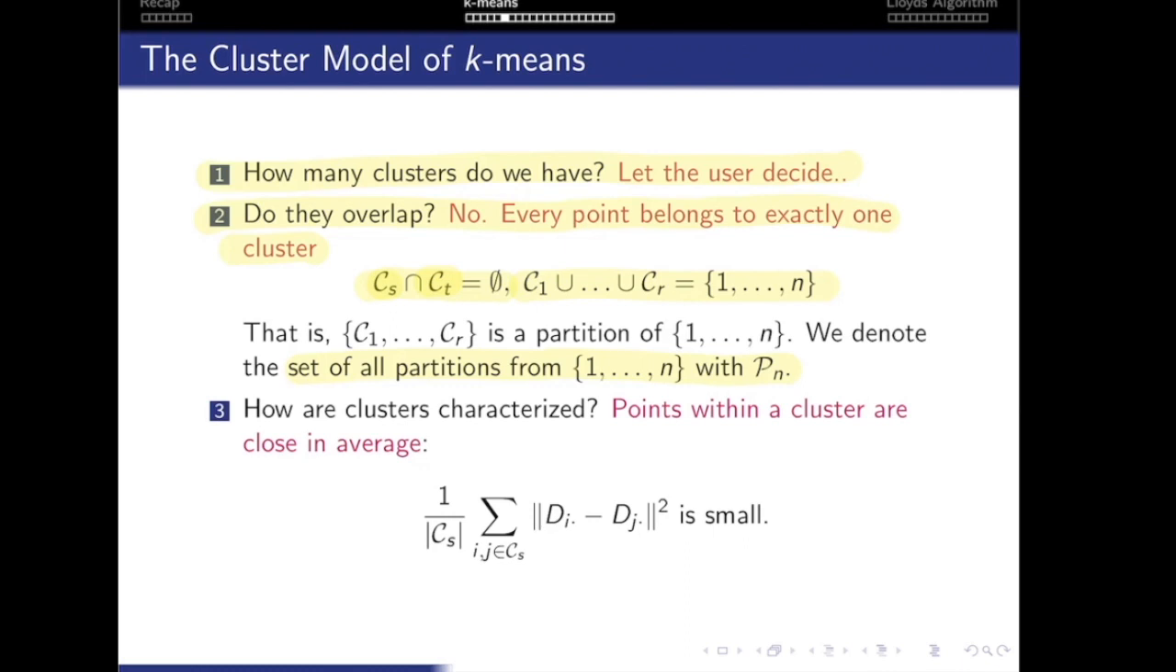And the last question, how are clusters characterized? So the answer for k-means is that points within a cluster are close on average. And then we have this formula. And this formula returns the average distance of 2 points in a cluster. So this is the sum over all points in one cluster, and we sum the distance of these 2 points in one cluster, and then we normalize with the number of points in one cluster.